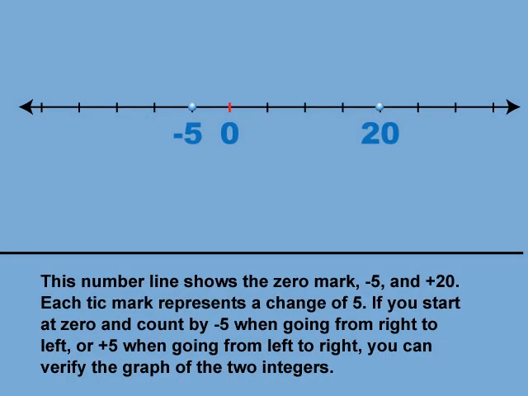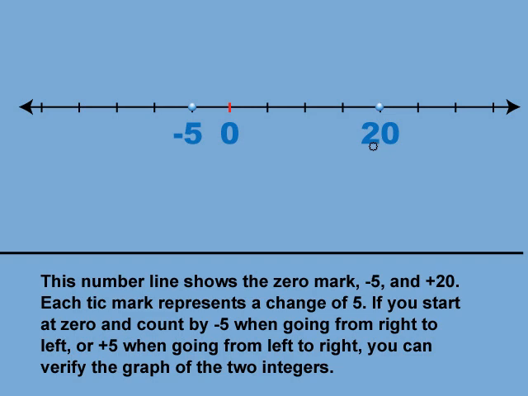This number line shows the 0 mark, -5, and +20. Each tick mark represents a change of 5. If you start at 0 and count by -5 when going from right to left, or +5 when going from left to right, you can verify the graph of the two integers. As you've seen in the previous examples, the absolute value is the distance between the 2 points.